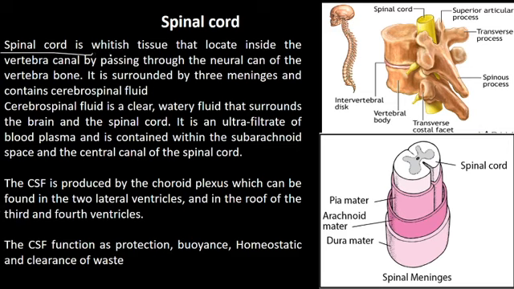Spinal cord is a white tissue that is located inside the vertebral canal, passing through the neural canal. Yes, it is surrounded by three meninges. We know that. Cerebrospinal fluid is a clear watery fluid that surrounds the brain. And what? Remember cerebrospinal fluid. It is a common question in examinations, please.